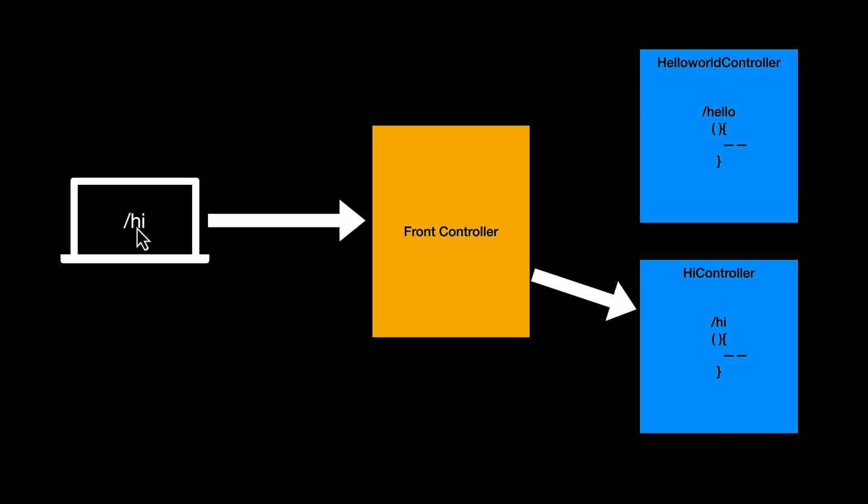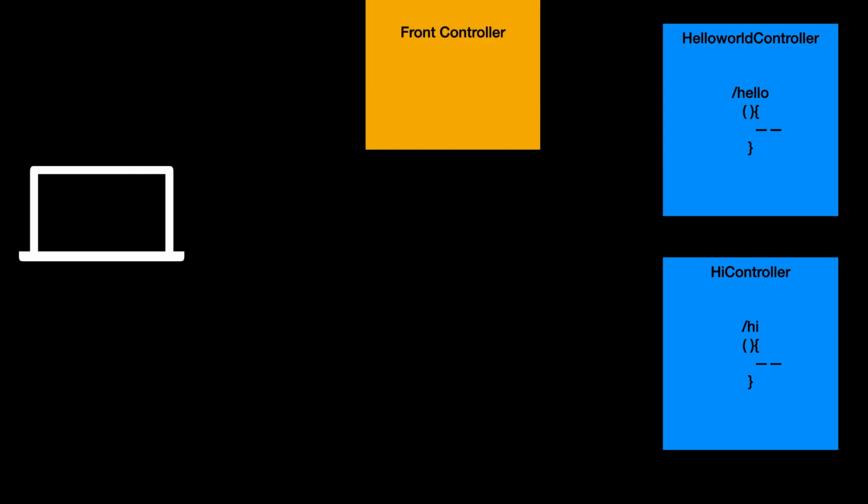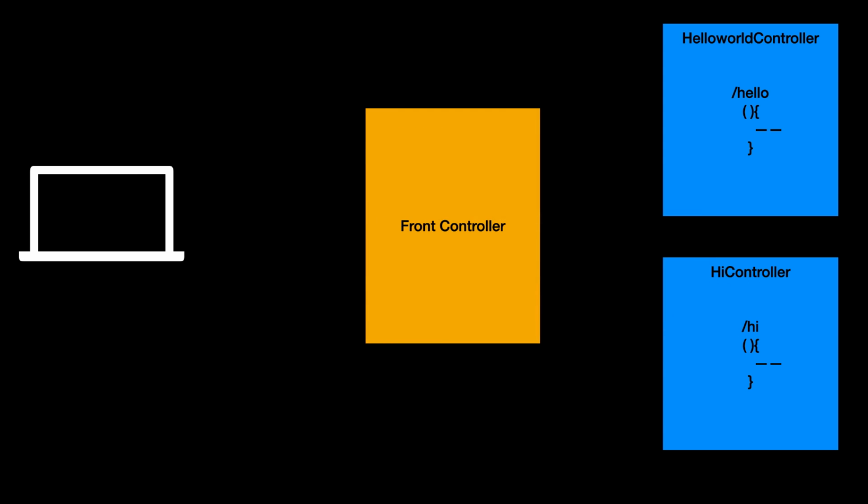Now the front controller dispatches the request to the hi controller, and this hi controller does have this endpoint which basically has a block of code which handles the request. So that's the job of the front controller. The front controller is a special type of controller which stays in front of all your controllers.